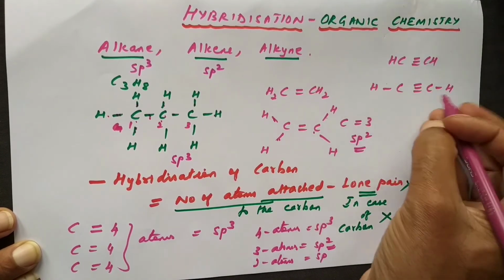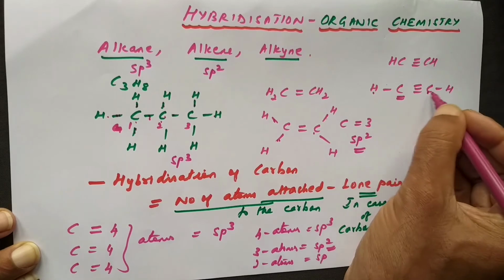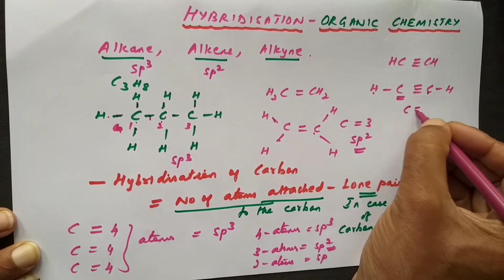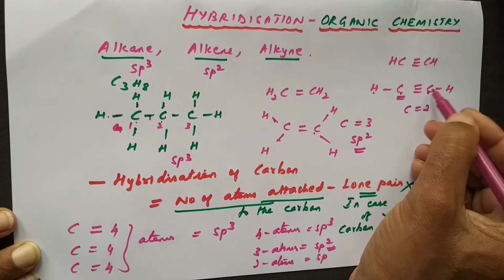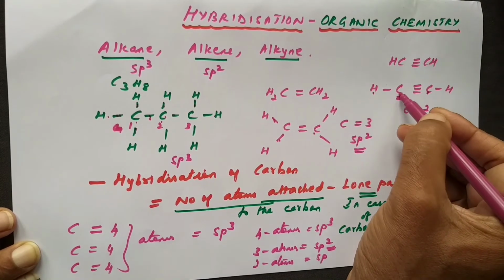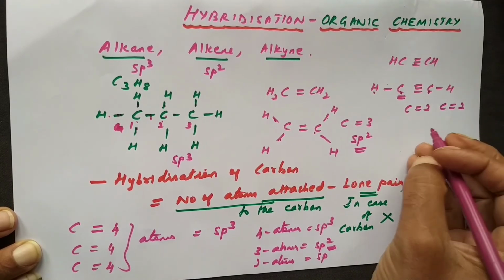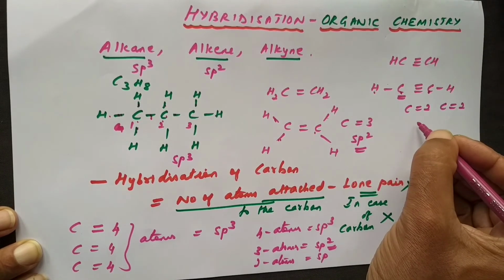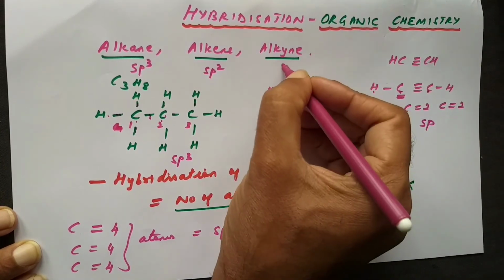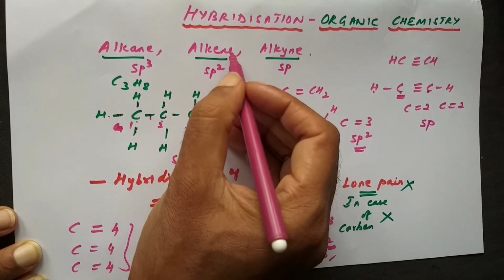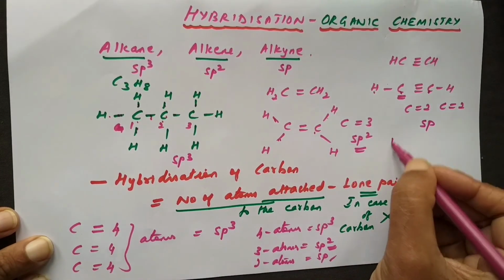When you take the alkyne, take this carbon attached with one atom on the left and one atom on the right, so the carbon is attached with 2 atoms. Take this carbon, directly attached to one carbon here and one hydrogen here. So here also the carbon is attached with 2 atoms, and whenever it is attached with 2 atoms, it is sp. So alkyne will have sp hybridization, alkene will have sp2, and alkane will have sp3. And why is this very important?